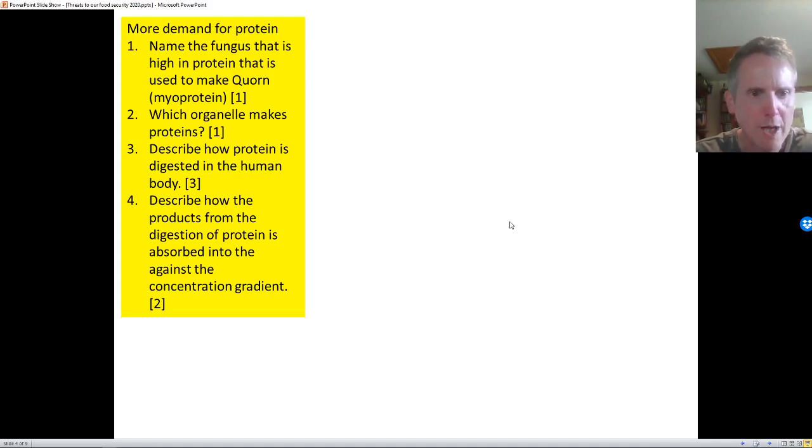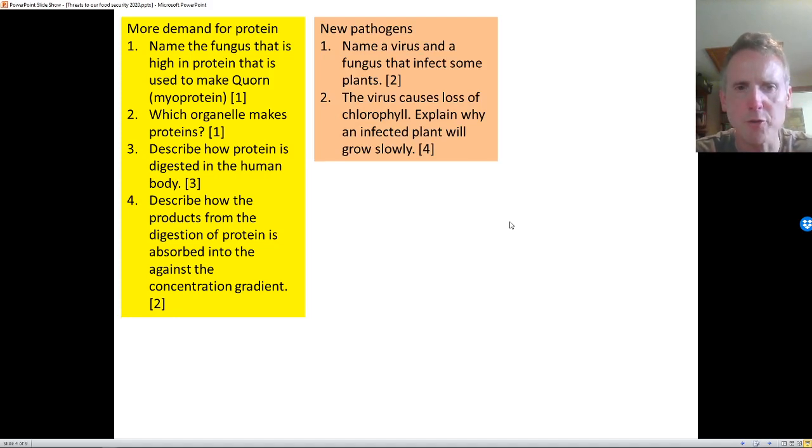Number 4, describe how the products from the digestion of protein are absorbed into the, I should say, blood there, sorry, against the concentration gradient. Right, never mind. To go back now. So hopefully we're saying, because it's against the concentration gradient, it's active transport that absorbs amino acids using energy from respiration. So I mentioned respiration and active transport on 4. Sorry about that one. So you might struggle on 4.